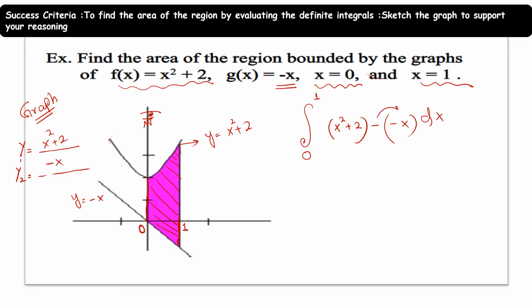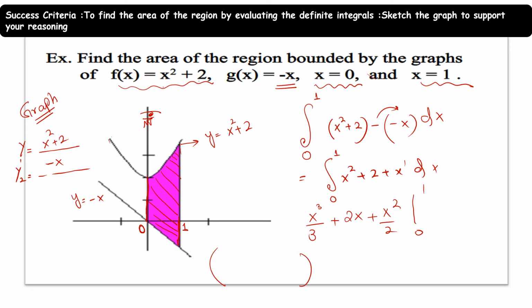Now open the bracket first and solve: x squared plus 2 plus x, dx. You cannot simplify more. Then take the antiderivative. We use the power rule, that is x cubed over 3. Then plus the constant rule, which means you add 2x. Then again the power rule, that means x to the power 2 over 2. Put a straight line from 0 to 1, which means now you are ready to apply the limits.